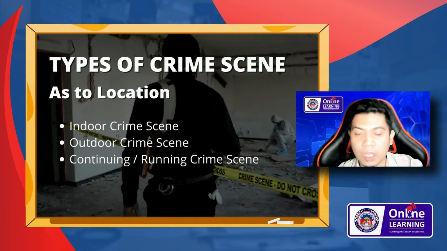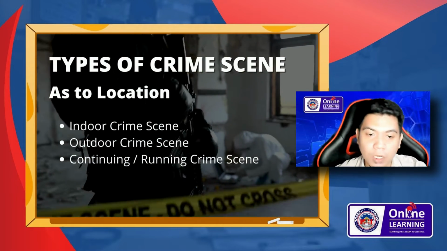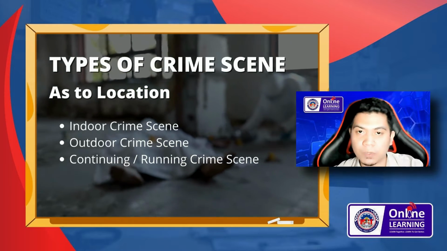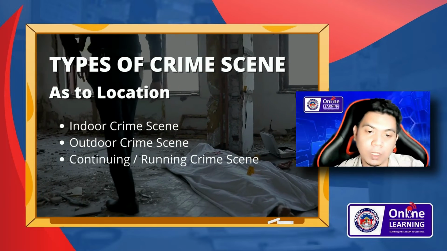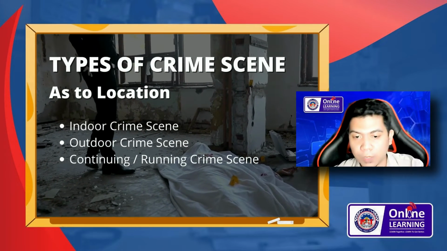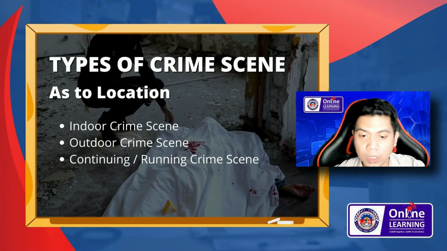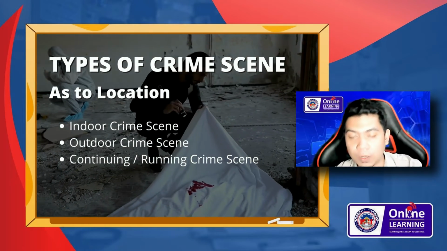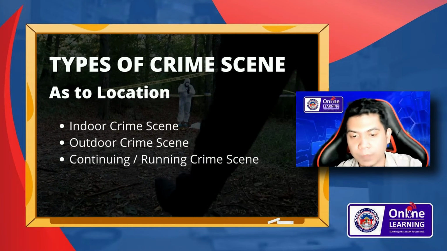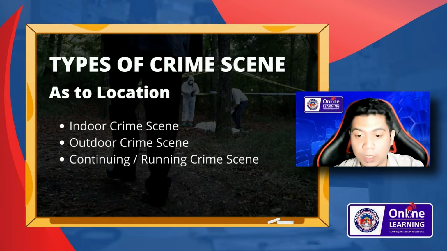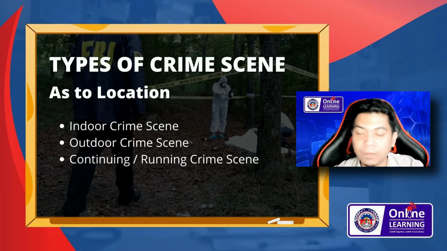So the first one, as to location. So we have three types as to location in the crime scene. The first one is the indoor crime scene. This crime scene tells that the offender committed the crime in an enclosed place. Crime could have been committed in a room or inside the house, but not necessarily the house of the victim. Next one, outdoor crime scene. This crime scene is located in an open area. It could be inside the vehicle, airship, and vessel.